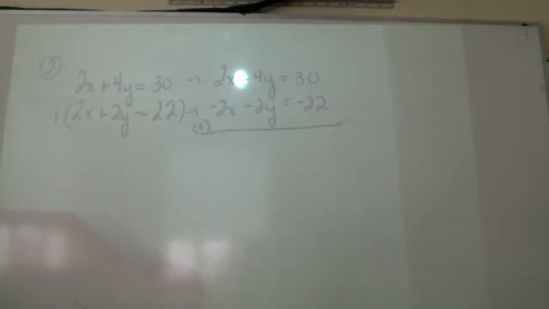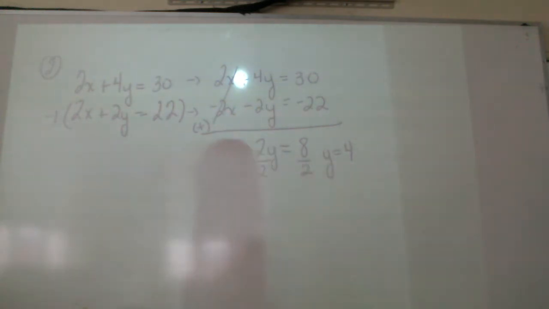All right, let's add up these equations. The 2x and -2x cancel. I'm left with 2y is equal to 8. Divide both sides by 2. I'm getting y is equal to 4. So I found one part. I found the y-coordinate of the point of intersection.